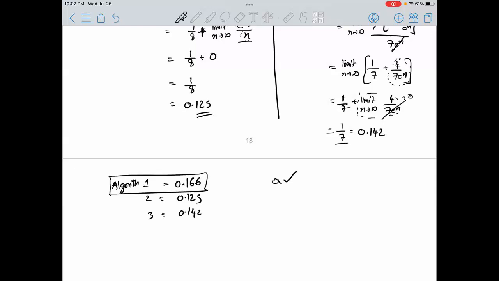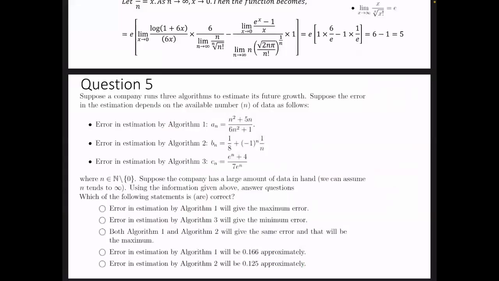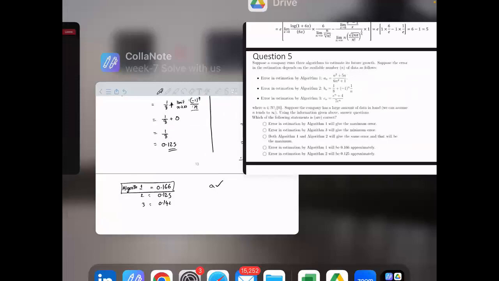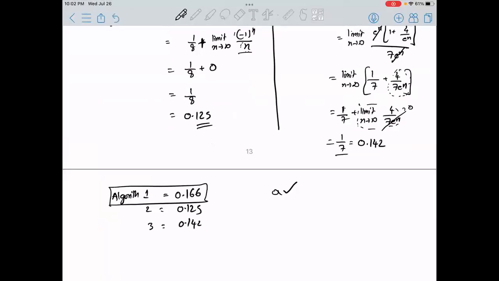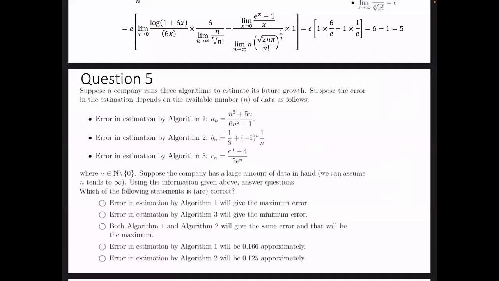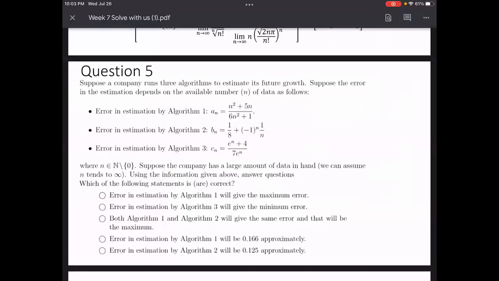And then coming to option B. What is option B? Error in estimation by algorithm 3 gives the minimum. No, sir. Option B is incorrect, because algorithm 2 gives the minimum. And coming to option C: both algorithm 1 and algorithm 2 will give the same error. Is it correct? No.